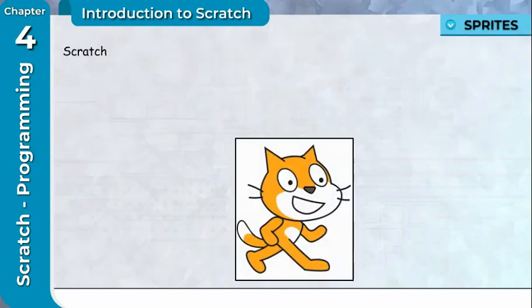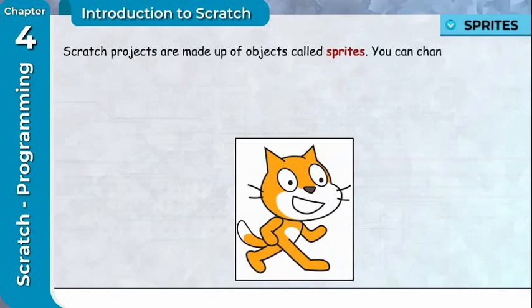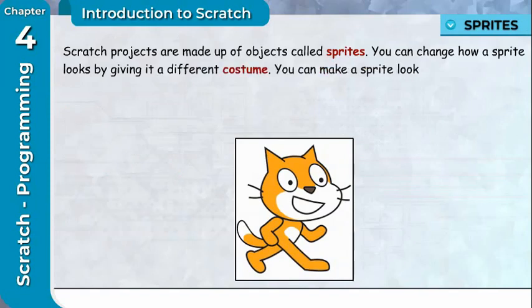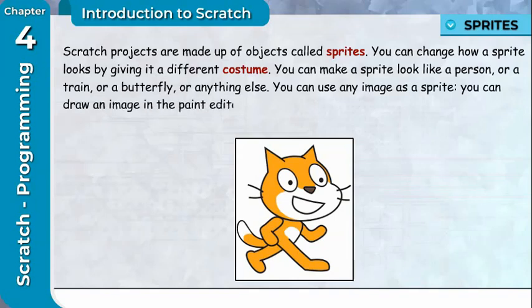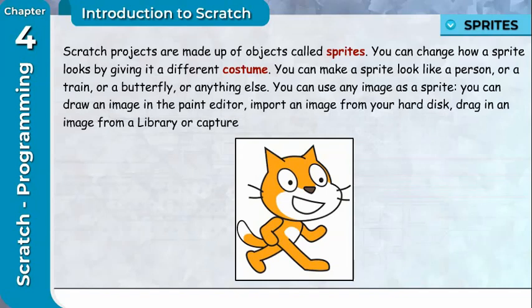Sprites. Scratch projects are made up of objects called sprites. You can change how a sprite looks by giving it a different costume. You can make a sprite look like a person or a train or a butterfly or anything else. You can use any image as a sprite. You can draw an image in the Paint editor, import an image from your hard disk, drag in an image from a library, or capture an image from the connected web camera.